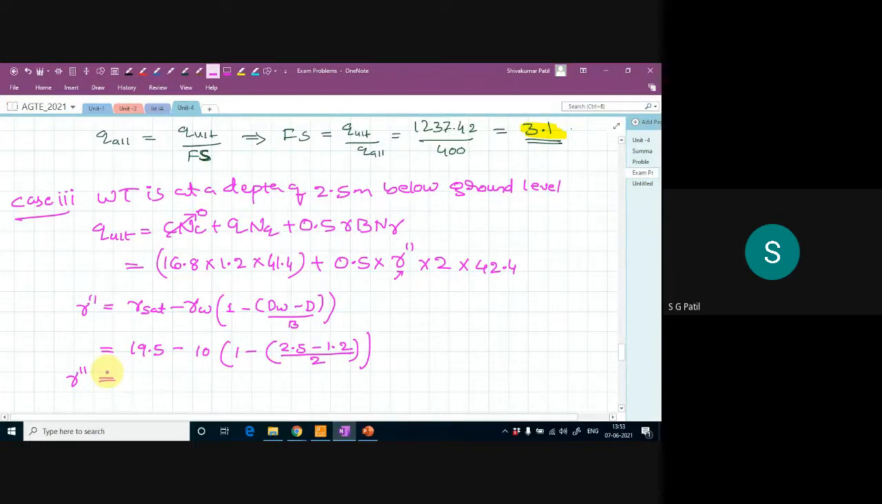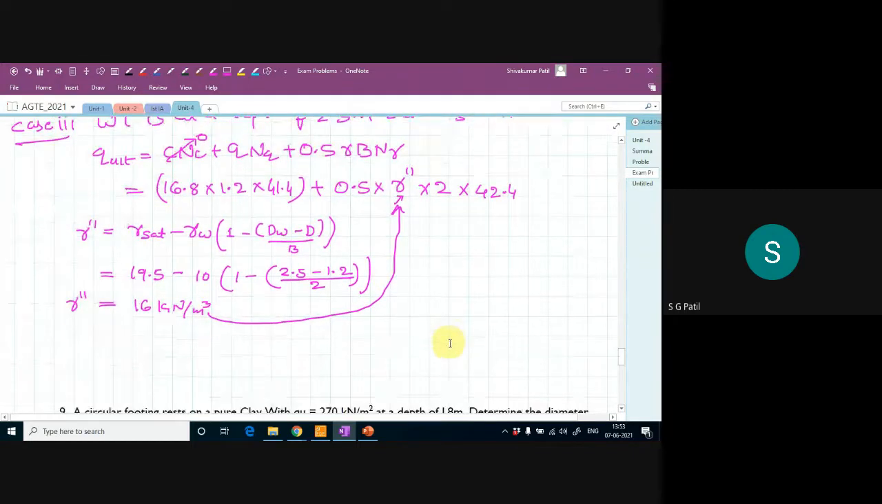Please do it once again. You won't get that much less for the submerged. 16 kilonewton per meter cube. Is everybody getting this much? 16 kilonewton per meter cube? Now you put this in this equation, then calculate Q ultimate. So how much are you getting for Q ultimate?